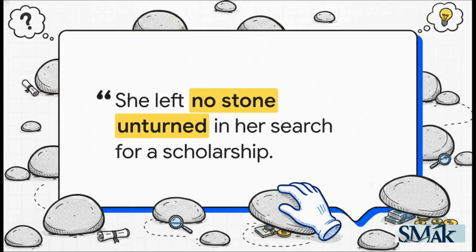Let's look a bit more closely at one more idiom from our source, leave no stone unturned. The example sentence is, she left no stone unturned in her search for a scholarship. And this brilliantly illustrates how to express trying absolutely every possible option. Just imagine physically flipping over every single stone on the ground to find what you're looking for. It adds such a fantastic dramatic flair to your storytelling for sure.